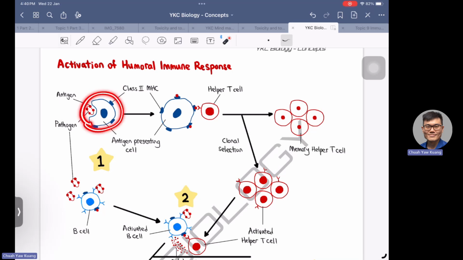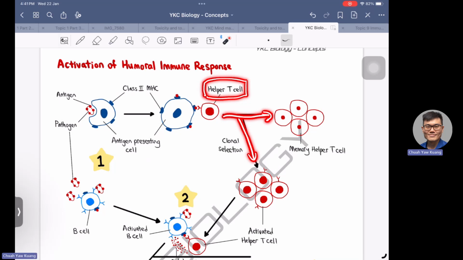That means that these phagocytes will act as the antigen presenting cell to present the antigen of the pathogen on the class 2 MHC to the helper T cell. The helper T cell with the specific receptor will recognize this antigen being presented on the class 2 MHC. And once the helper T cell recognizes the antigen, it will be activated and undergo clonal selection.